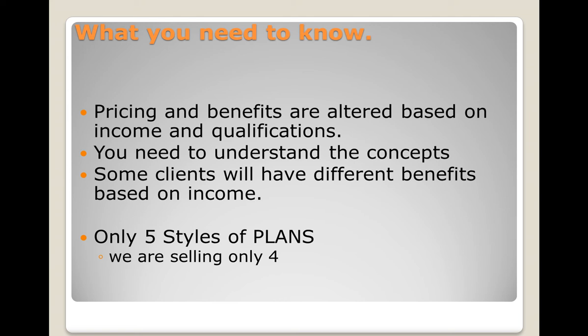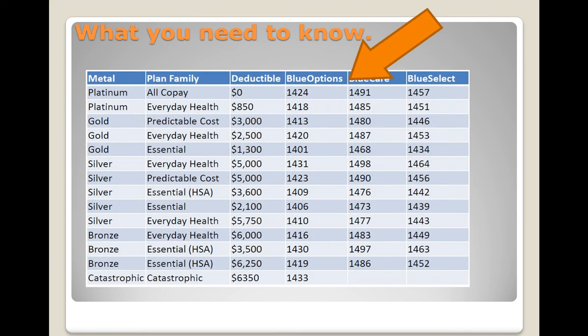Because somebody may have a silver plan, number 1498, for example, and they have 1498 A, B, or C. And based on their income, one person may have a $750 deductible while the other has a $5,000. We're really only going to have 5 styles of plans that you're going to have to deal with. We're only selling 4 of those for the most part. You have this. Everyone should have a copy of this. This is the roadmap of a good understanding of the plans.